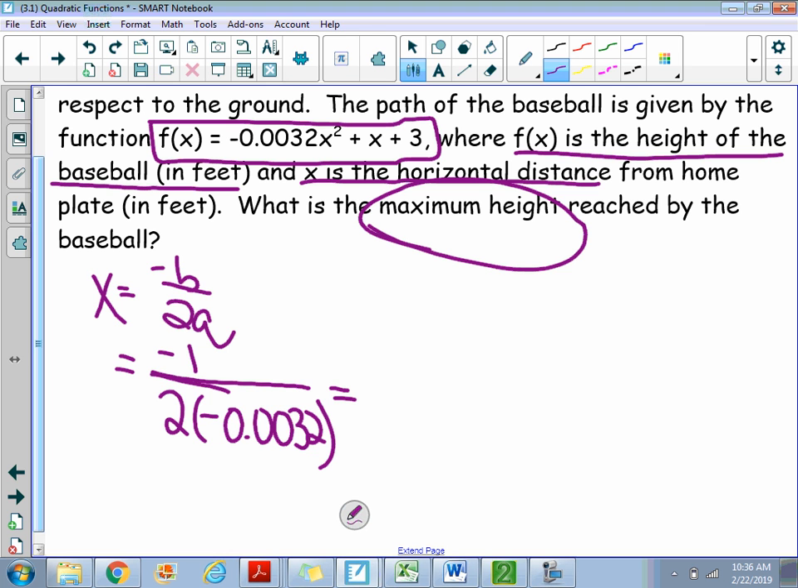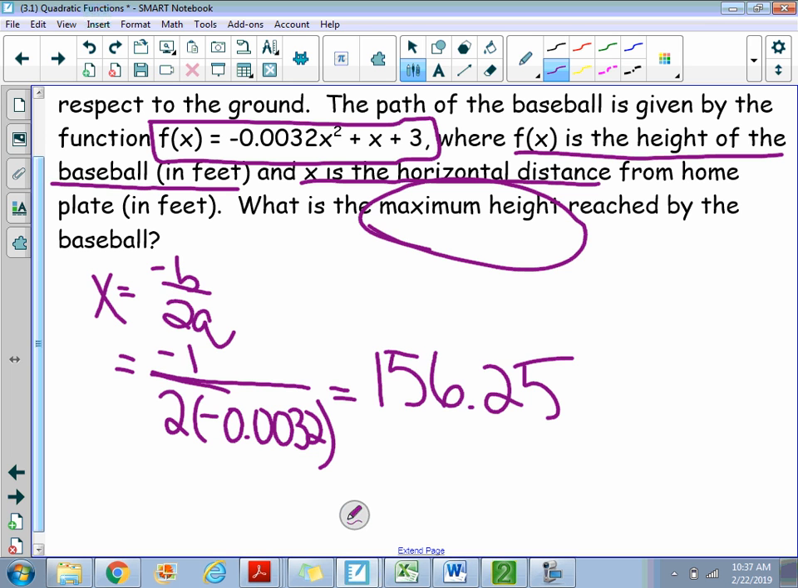Come on, guys, it should be 100 and something. 156.25. That's what you got? Can anybody confirm? I knew it was 100 point something. All right, so what does that represent? The horizontal distance. X is the horizontal distance. Plug that in. We need the height because we want to know the maximum height. So yes, we need to plug that back in.